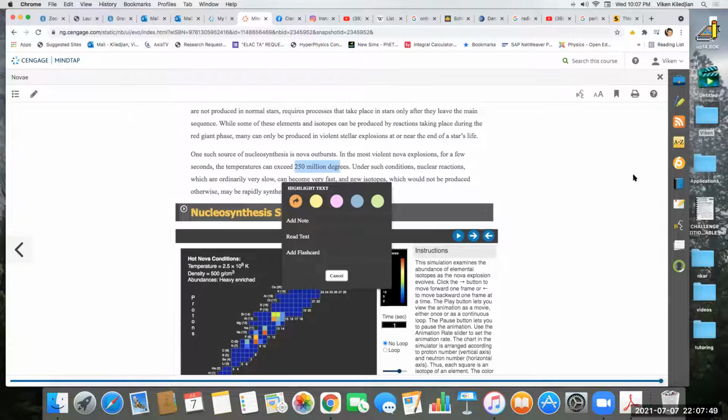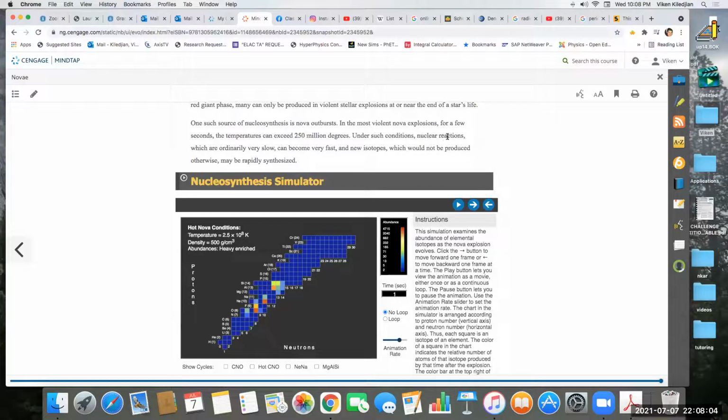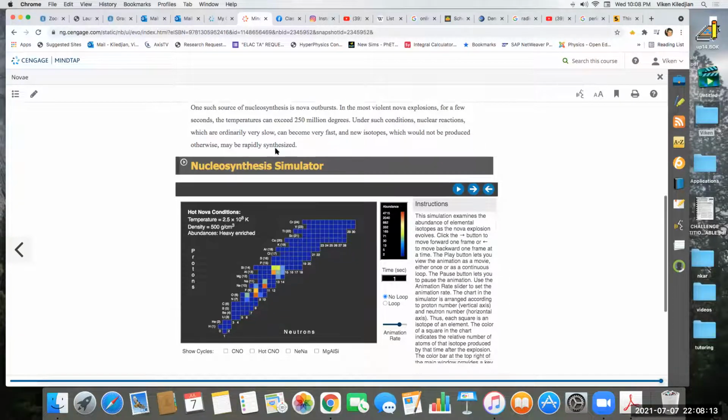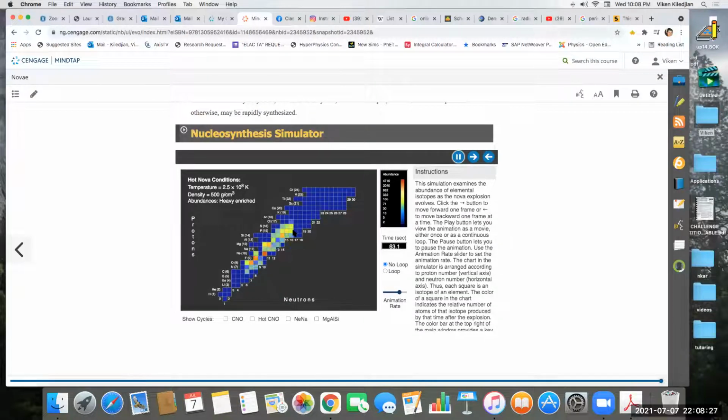So remember how earlier I was saying we need to look at what a nova explosion in particular produces. Well, that's what they're going to show here in this graph: what kind of things a nova explosion can produce. Under such conditions, nuclear reactions, which are ordinarily very slow, can become very fast, and new isotopes, which would not be produced otherwise, may be rapidly synthesized. So this is showing you, as a star is dying and the nova outburst is happening, what products it is producing.